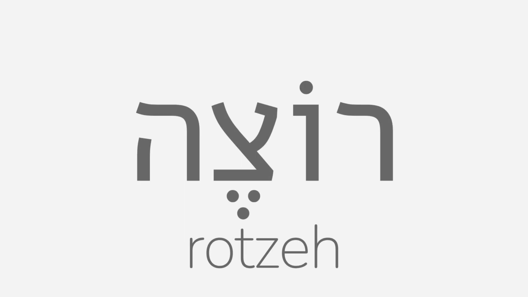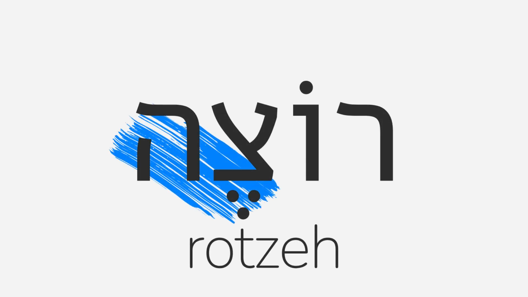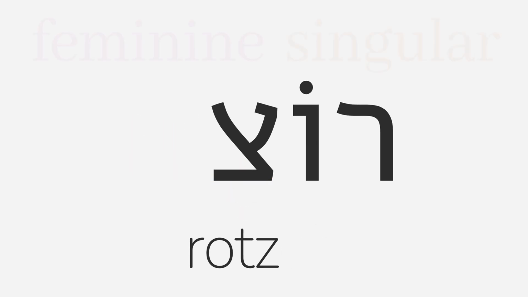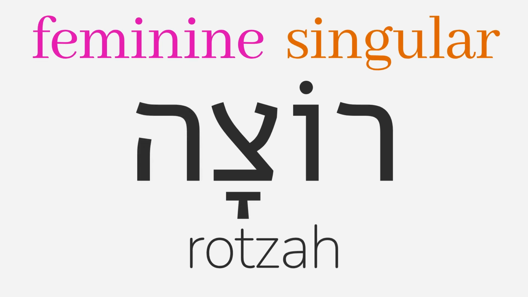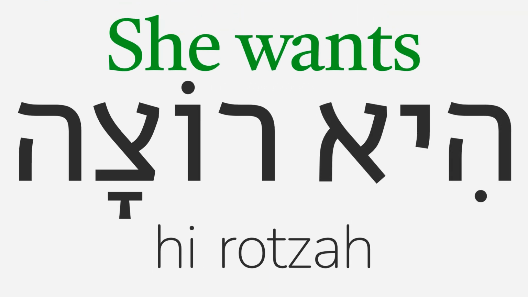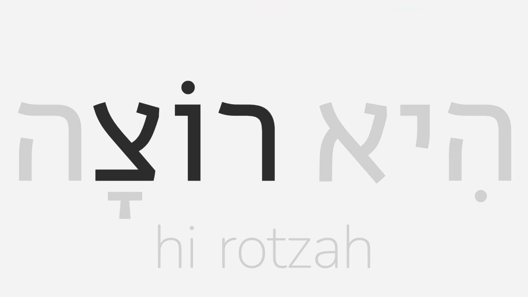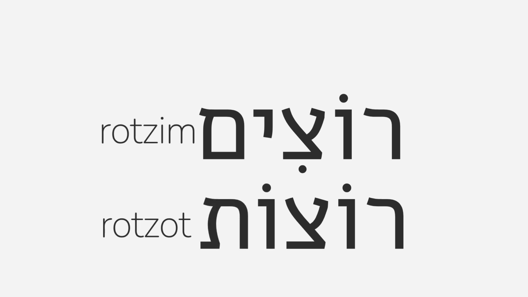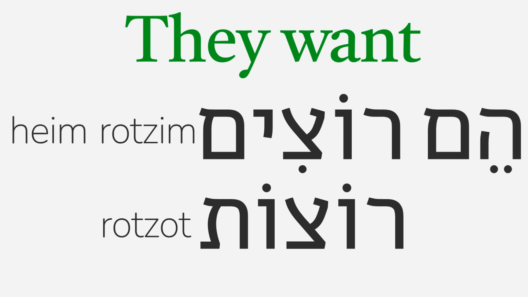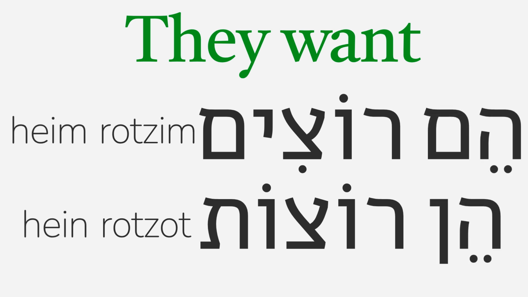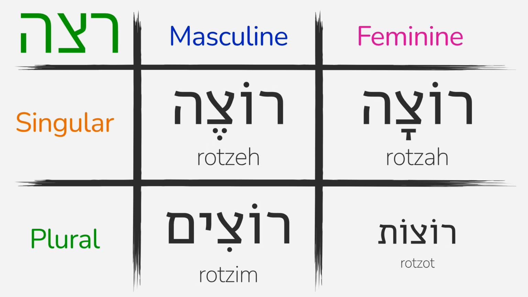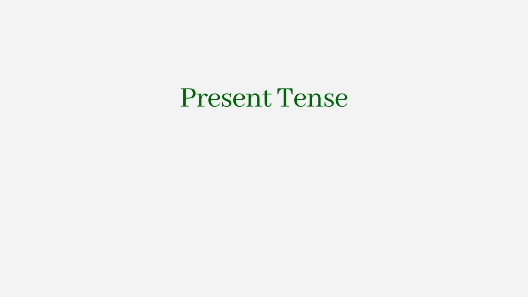Verbs that in the present tense and masculine singular form end with e work exactly the same way. We take the masculine singular rotse and take off the e. Then to make the feminine singular form, we add a to get rotsa. She wants, hi rotsa. We can also add an im ending to get rotsim and an ot ending to get rotsot. They want in Hebrew is hem rotsim in masculine form and hen rotsot in feminine form. So those are the four forms of a present tense verb from a root ending with he. Rotse, rotsa, rotsim, rotsot. And so that's a look at the present tense of modern Hebrew.